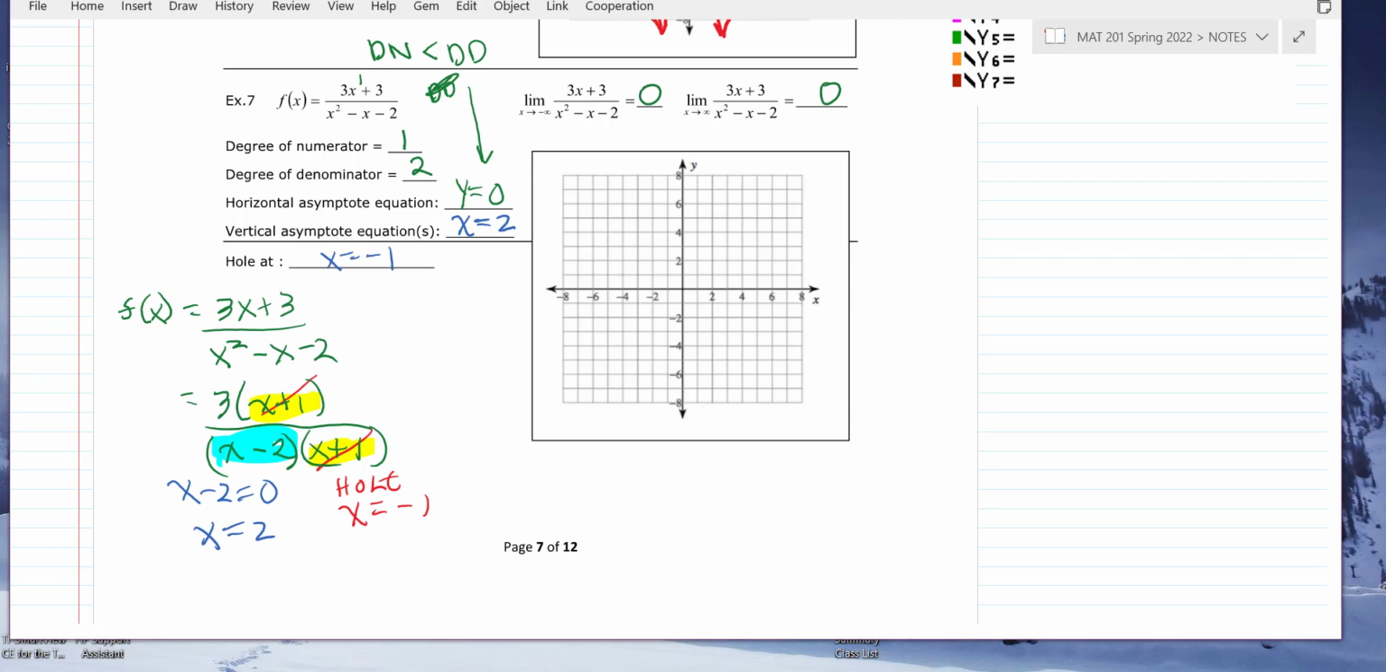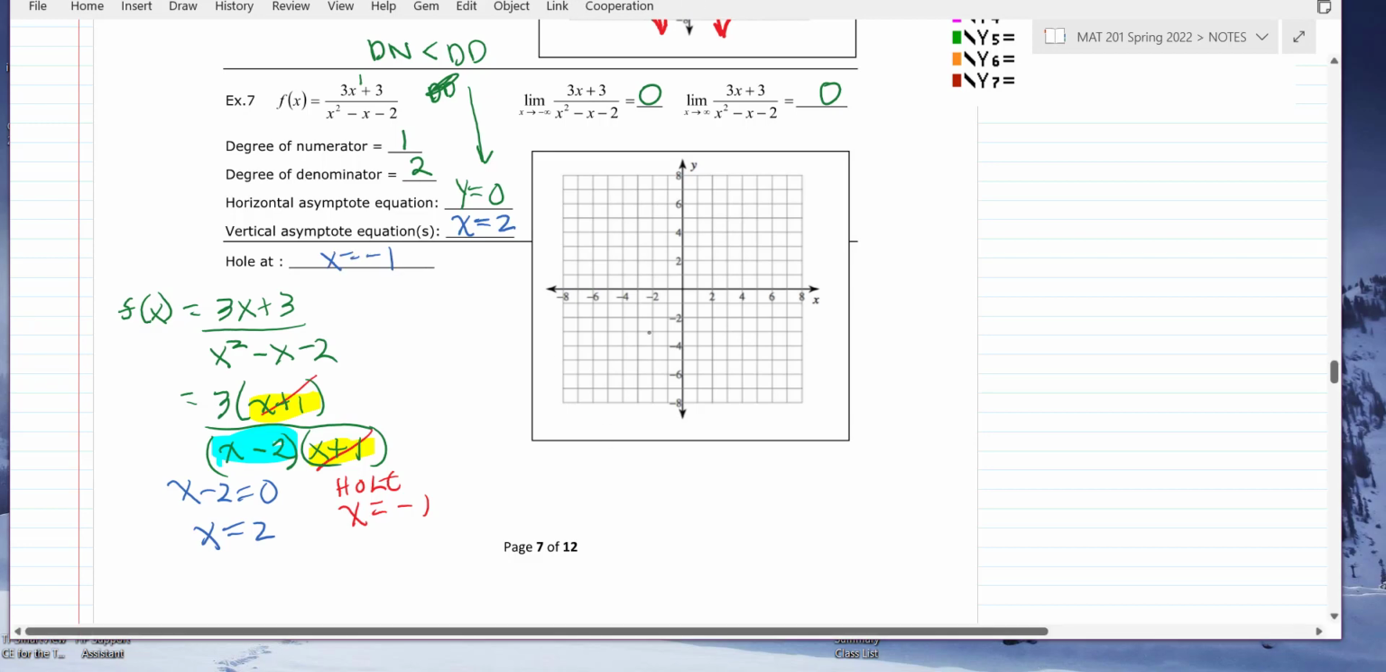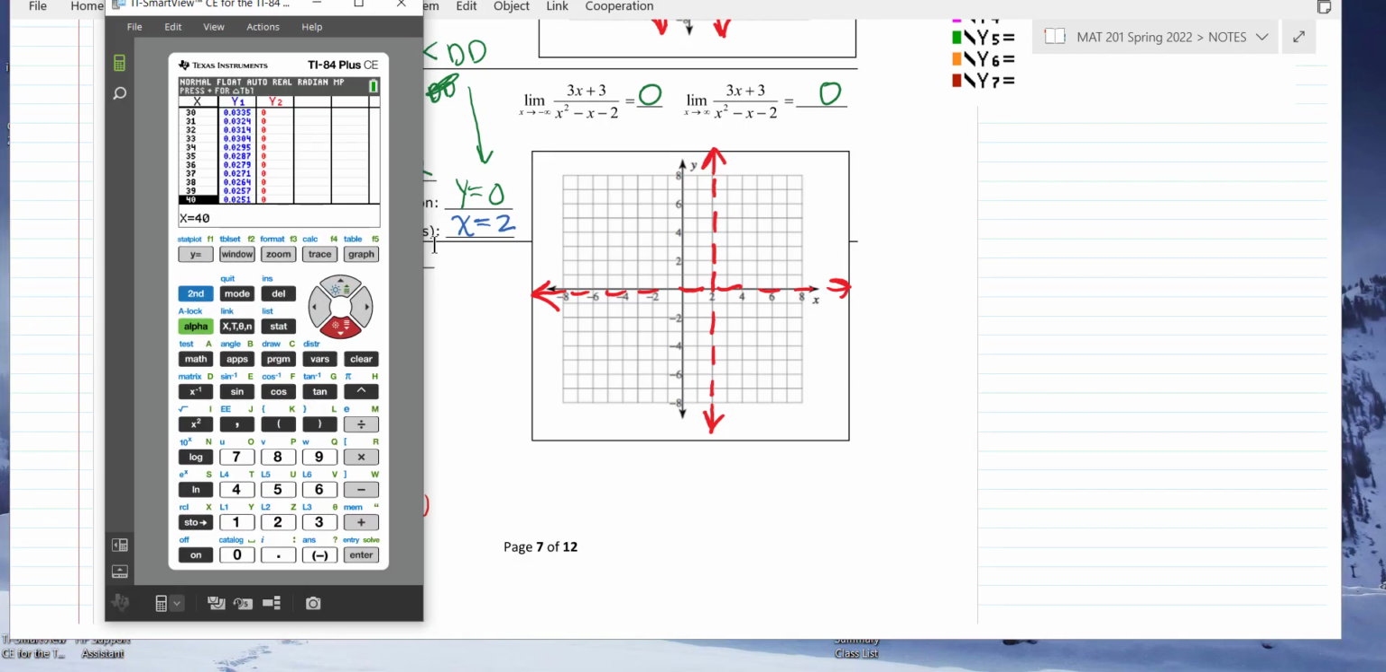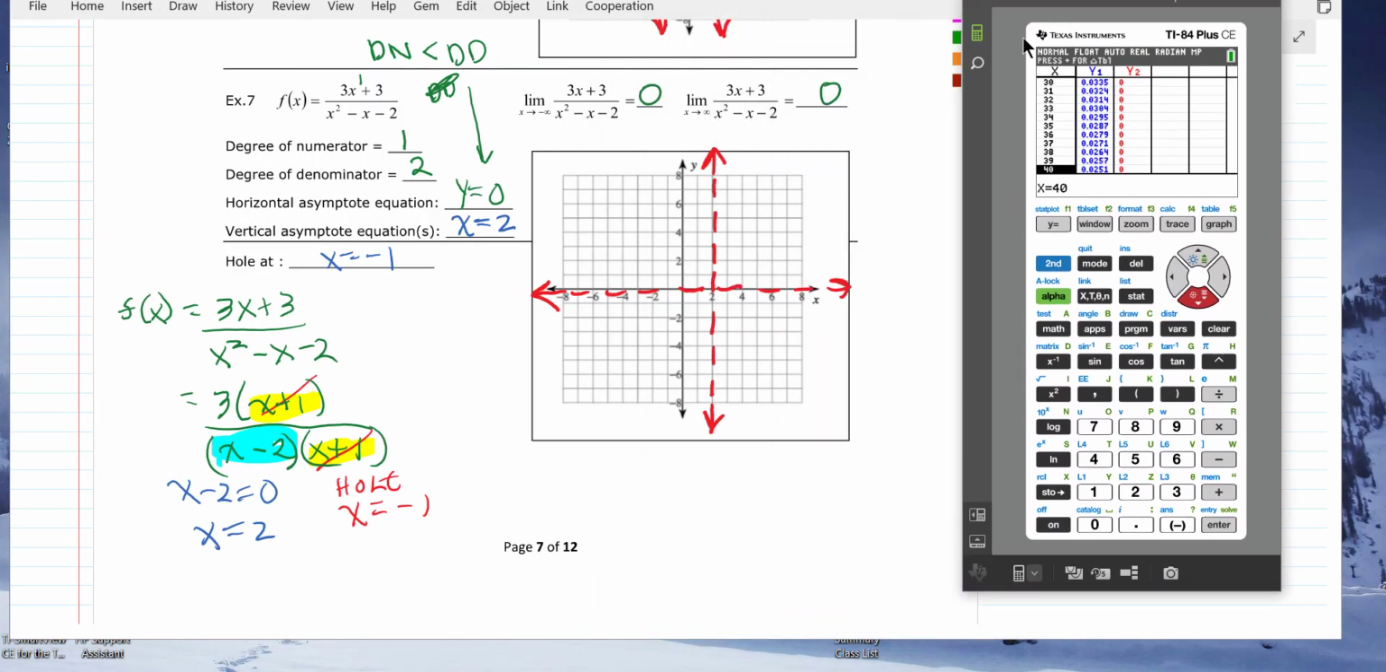So if we go through and draw a picture of this, the first thing I'm going to do on my graph is put a vertical asymptote through x equals 2. I'm going to put a horizontal asymptote at y equals 1. And then we'll look at the hole on this. I'll show you how to get the y value that it's getting close to as well. All right, so I'll go to my graphing calculator.